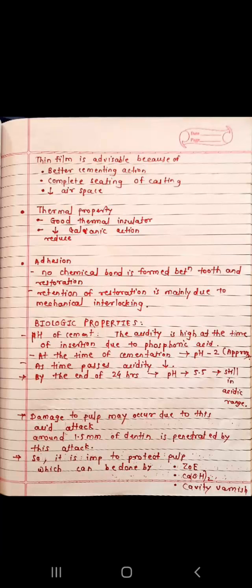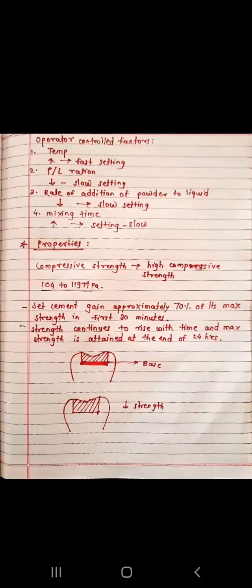Now the thermal property. First we will revise these properties again. Compressive strength: zinc phosphate cement has higher compressive strength, in between 104 to 119 MPa. The cement gains approximately 70% of its maximum strength in the first 30 minutes. Strength continues to rise with time, and maximum strength is attained at the end of 24 hours. Factors affecting strength are powder to liquid ratio: the higher the powder to liquid ratio, the higher the strength. Increase or decrease in water content causes lower strength.